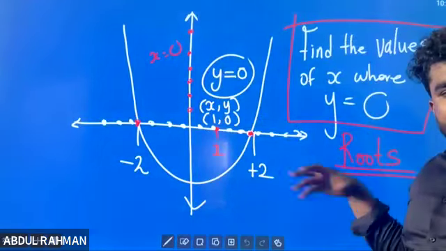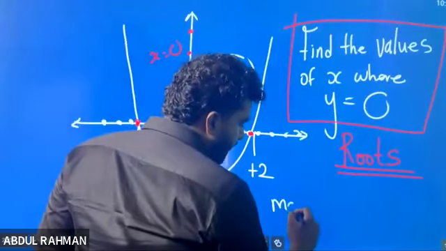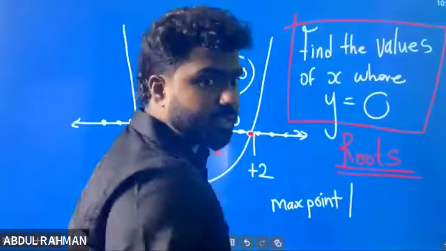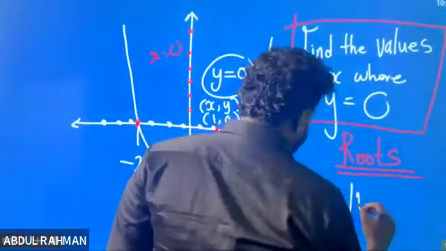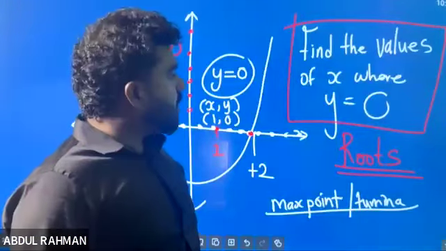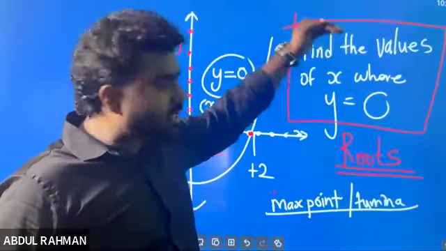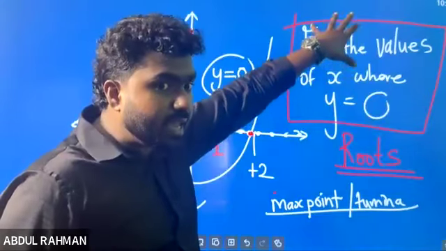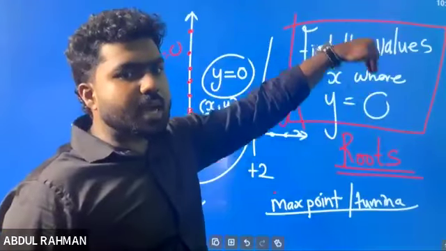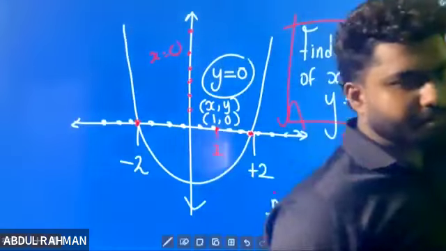Adil, there is another way of asking a root. They can ask it as maximum point, and they can generally say it as turning point. There are two ways of asking it. Likewise, they can ask you the roots in a different way, saying write the values of x when y is equal to 0. Then for this also the answer should be the roots of the equation, that is minus 2 and plus 2. Is that clear?